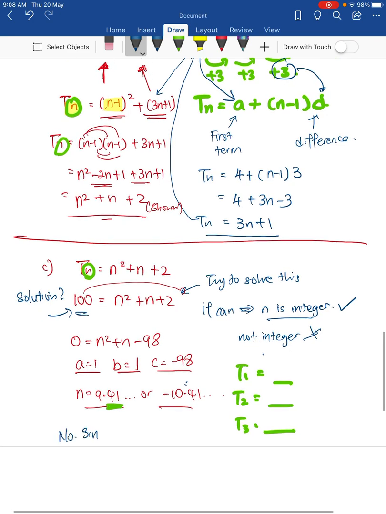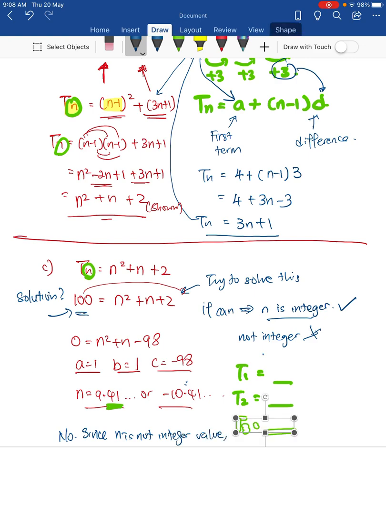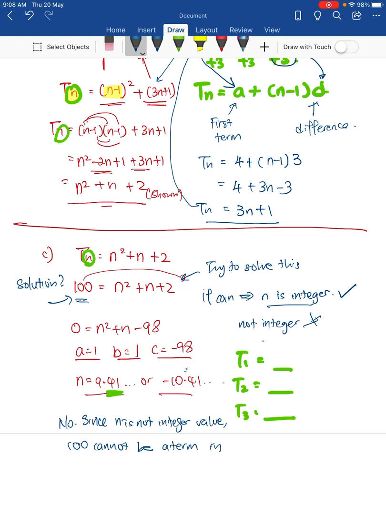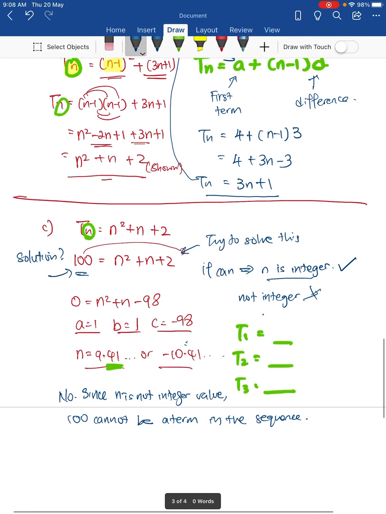Okay, since n is not an integer value, so 100 cannot be one of the terms, cannot be a term in the sequence. Okay, so that's for part C.